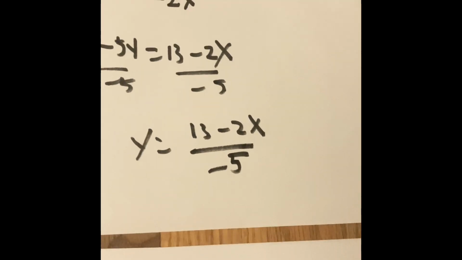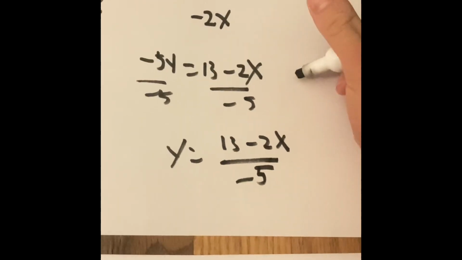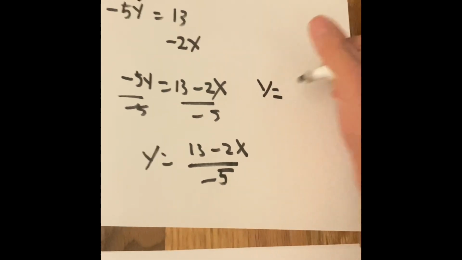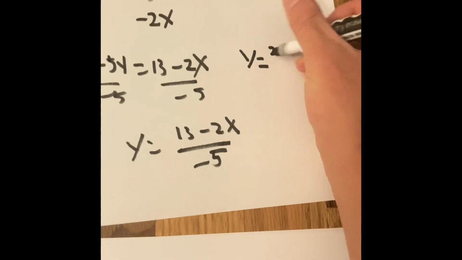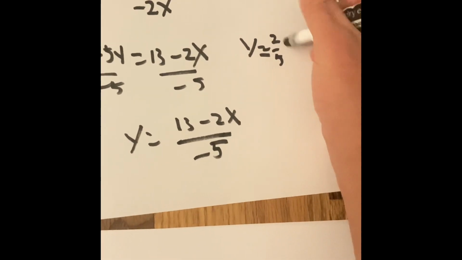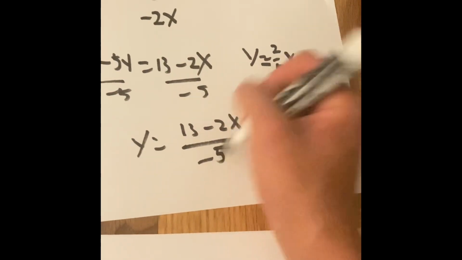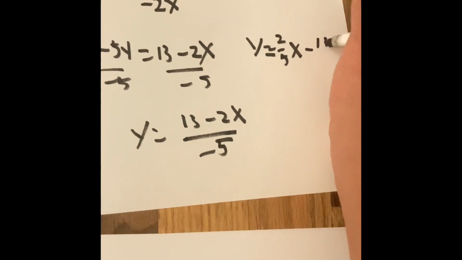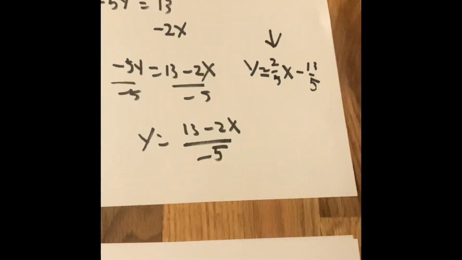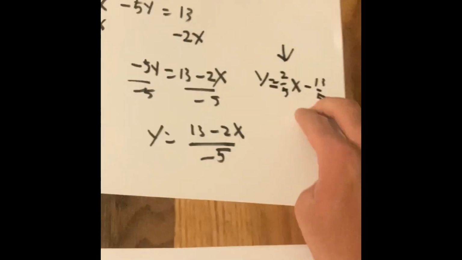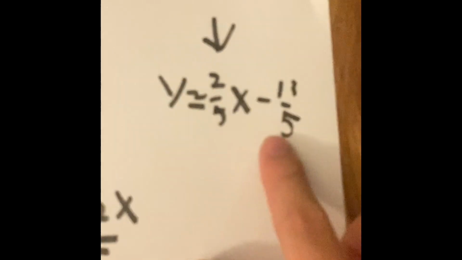But if your teacher wants you to put it in slope-intercept form, then we would have to turn it into y equals negative 2x divided by negative 5, which is 2 over 5, so positive 2 over 5 x. And we have to do 13 divided by negative 5, which is negative 13 over 5. That is in its slope-intercept form. So if your teacher wants slope-intercept form, then this would be the correct answer. These two are the same, but this one is in a different form.